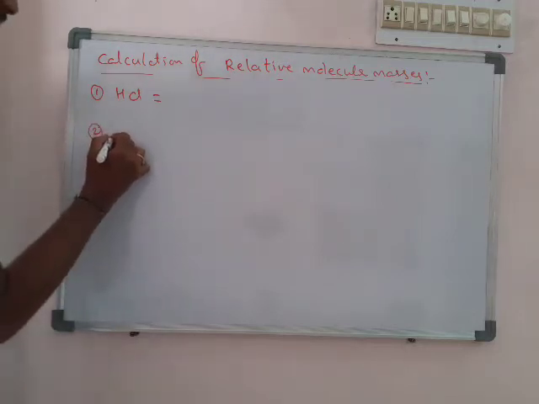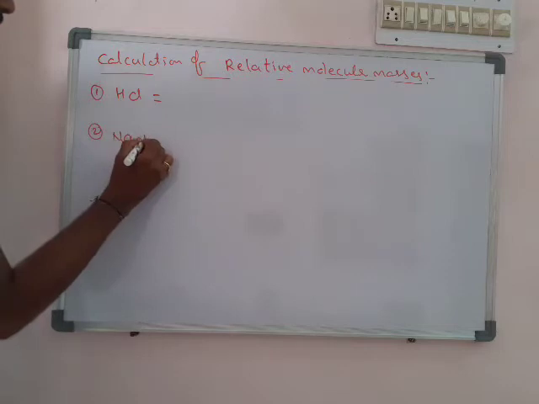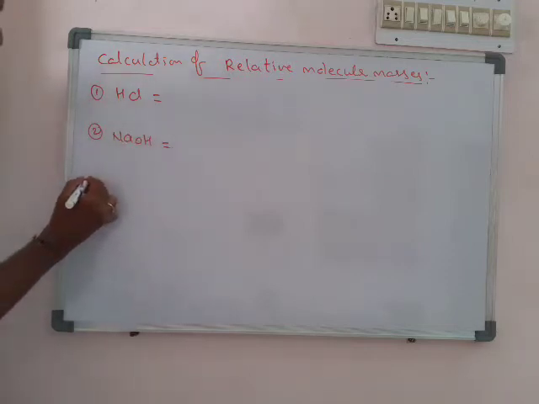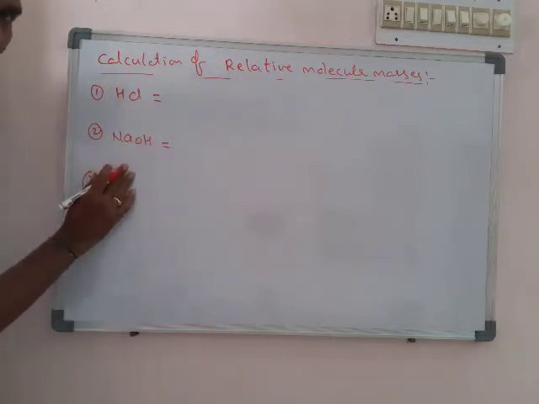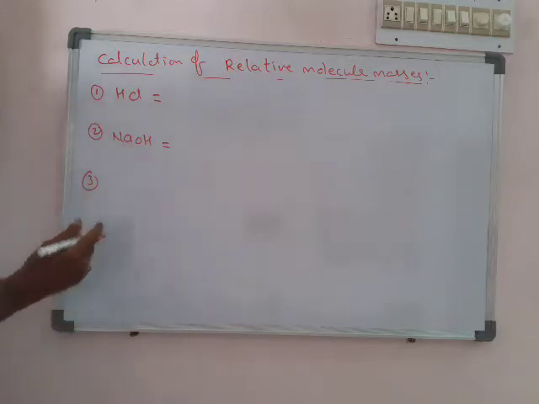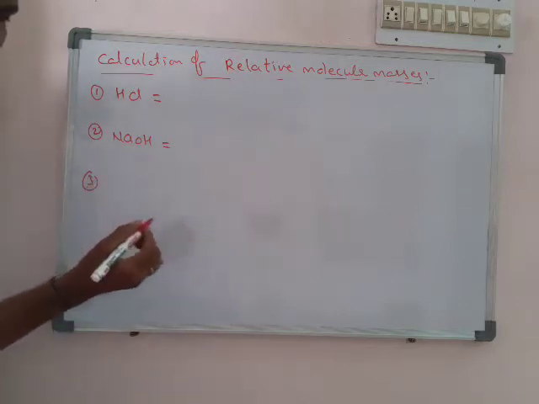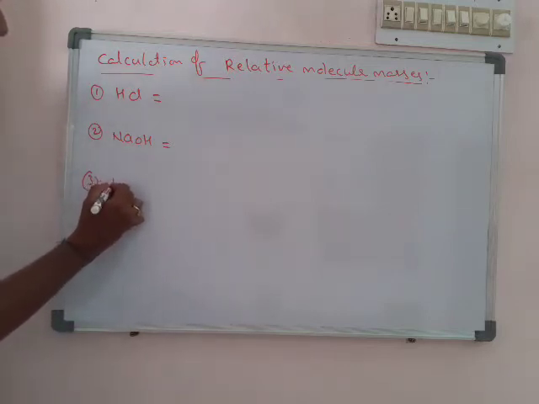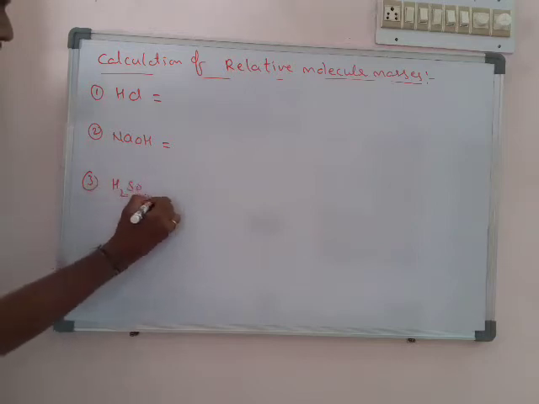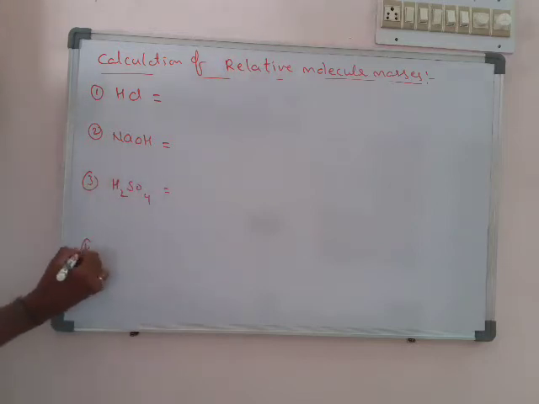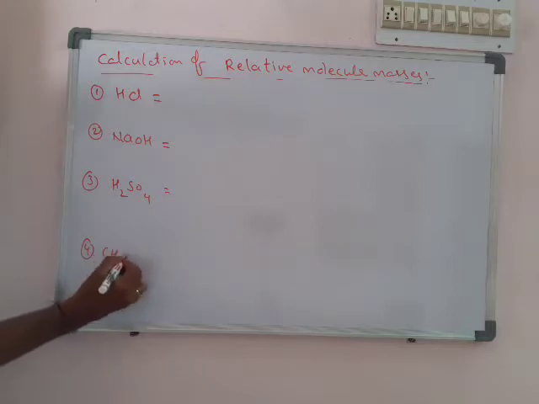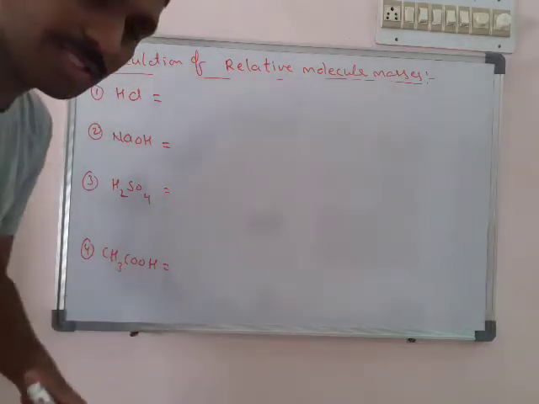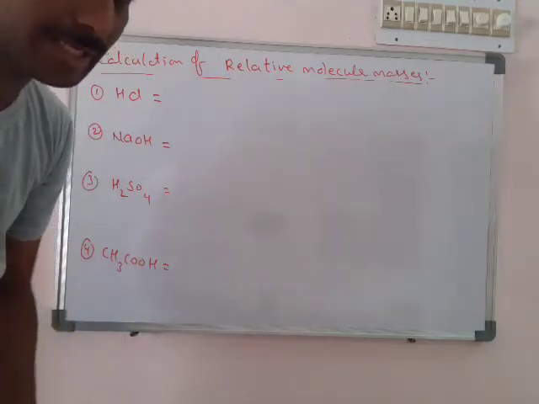next NaOH. Already we know the names of these compounds. Okay, we already gave the list of the compounds: acids, bases, and some other compounds are also there. H2SO4, acetic acid. Already you know the names of all these compounds, we discussed in earlier classes.